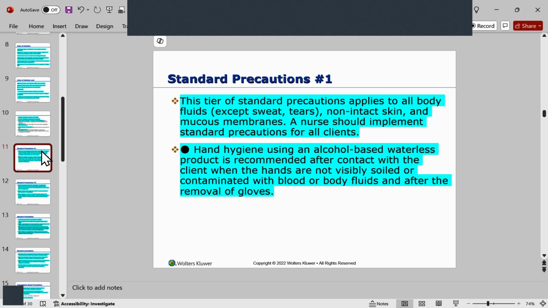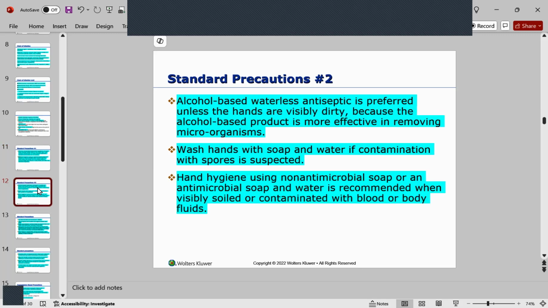Okay. So with standard precautions, it's just based on the assumption that, hey, everybody might have something. So we're just going to be super careful and we're going to wear gloves if we think that we're going to come in contact with any of those body fluids. And body fluids means feces, urine, vaginal secretions, semen, blood. Okay. Those are body fluids.